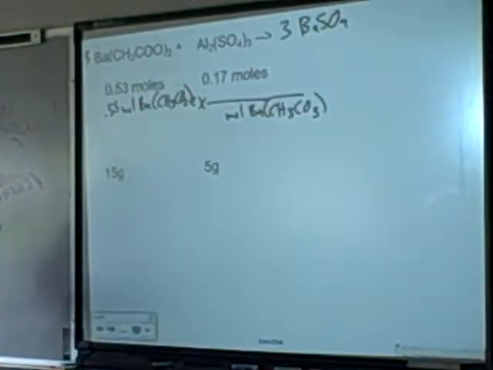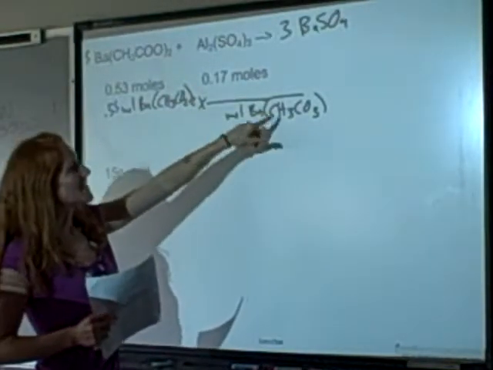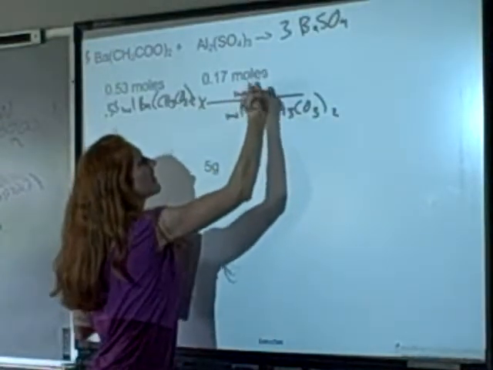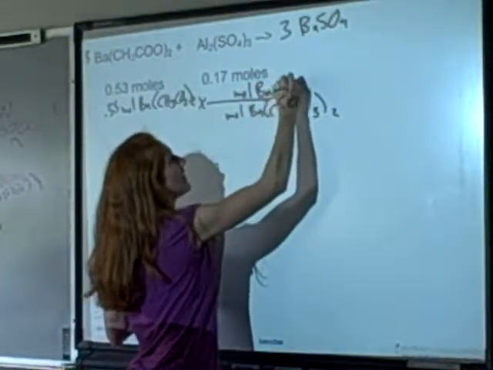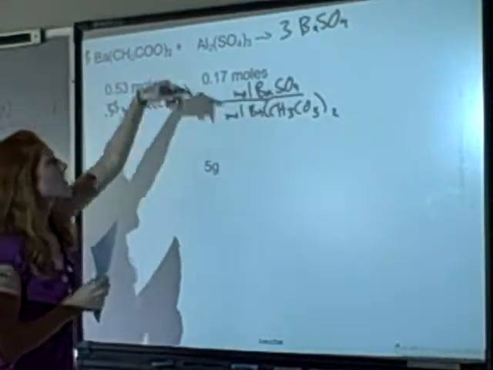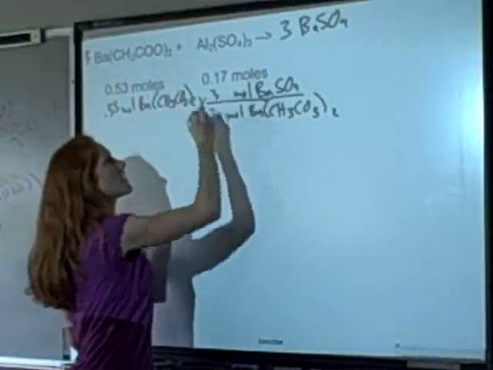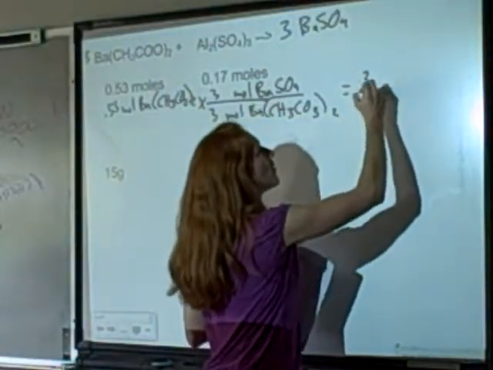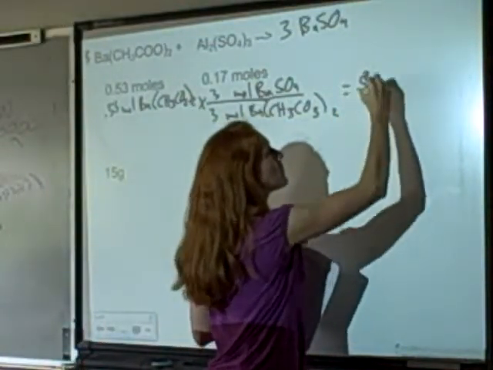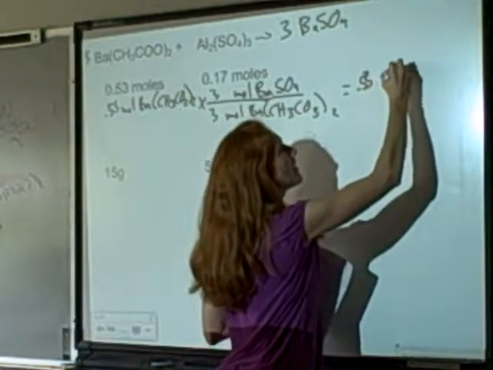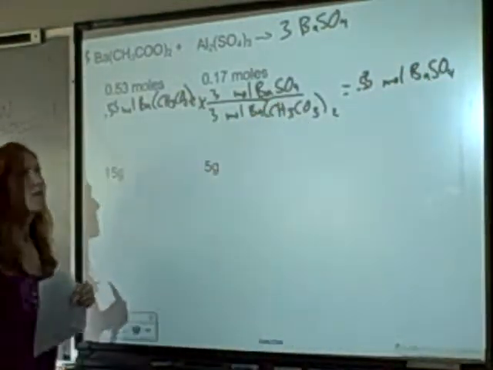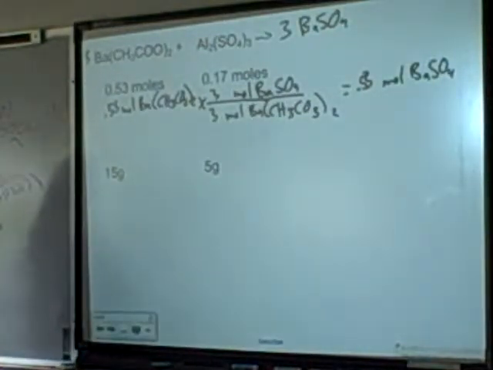Okay, so we're going to go from moles of the barium acetate to moles of the barium sulfate. And I can see that it's 3 to 3. So I'll say 3 of these for 3 of these. So if I had 3 moles of barium acetate, I could make 0.53 moles of barium sulfate. All right, so that's how much barium sulfate I can make with the barium acetate.